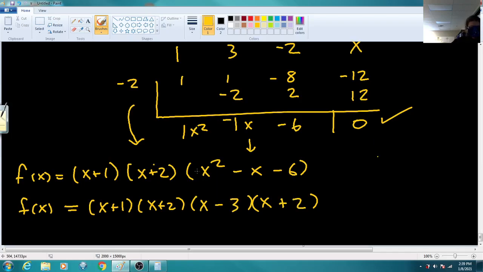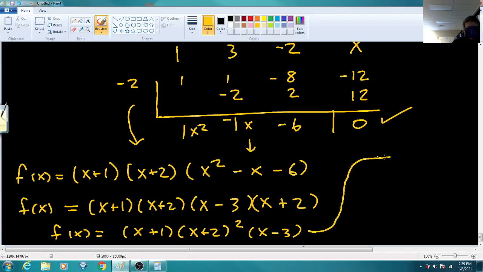So we have 4 factors from this. The positive 2 turns up twice. So we could say our function f of x is x plus 1, x plus 2 squared, times x minus 3. This is the fully factored form. We're supposed to find the zeros. So each factor creates a 0. X plus 1 creates the 0 at x equals negative 1. So that's 1 zero.